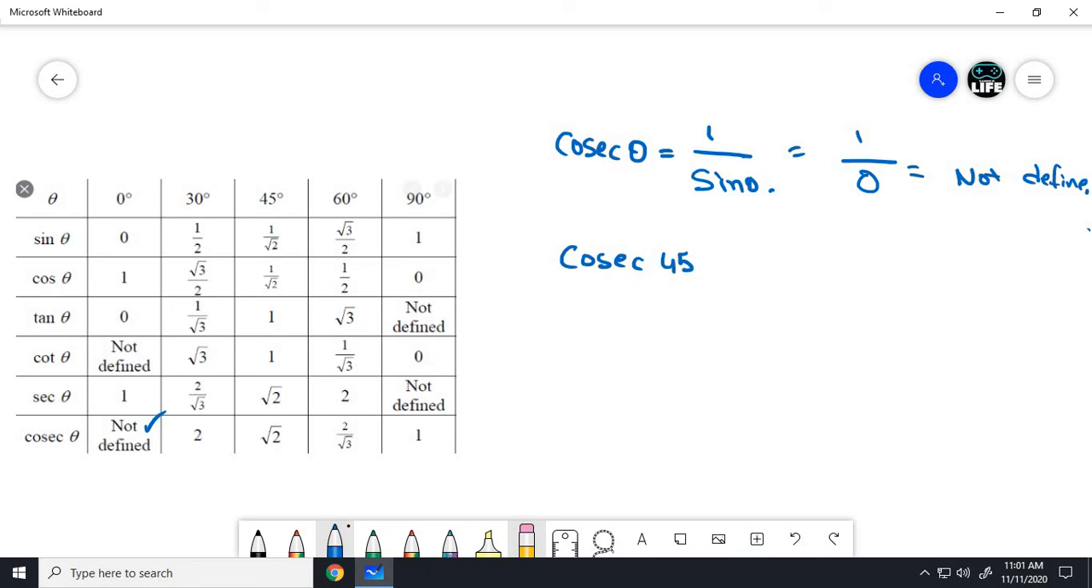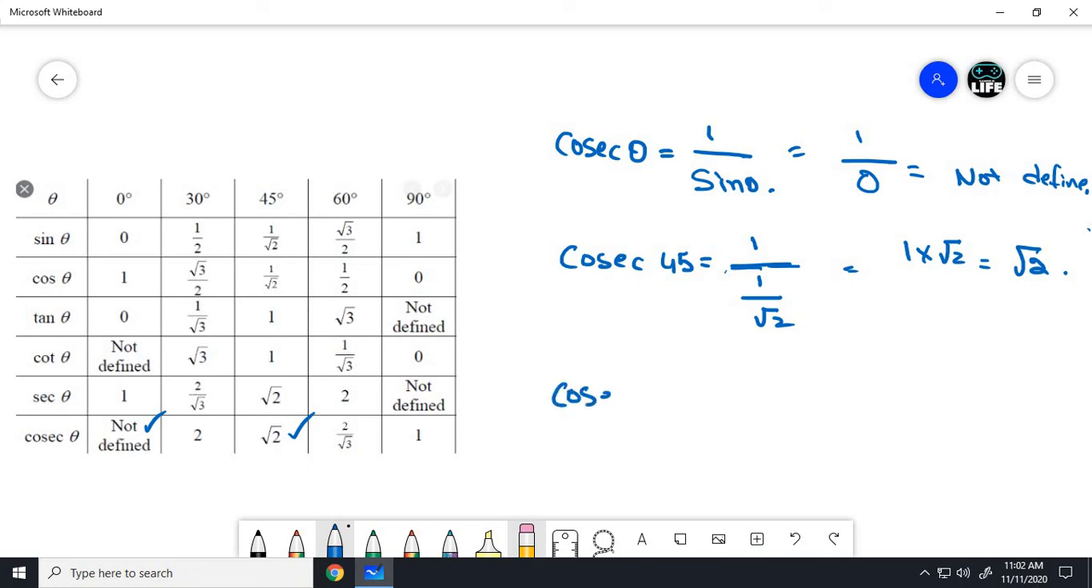So already we have checked for 30 degrees, and now let's check for 45 degrees. So cosecant 45 equals 1 by sin 45. How much is sin 45? It is 1 by root 2. When changing it into the numerator, it will be reciprocal. So it is 1 into root 2, that is equal to root 2. Is it correct? Yes, it is root 2.